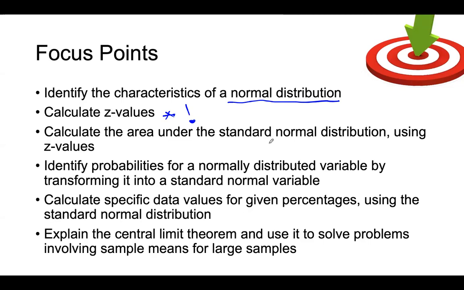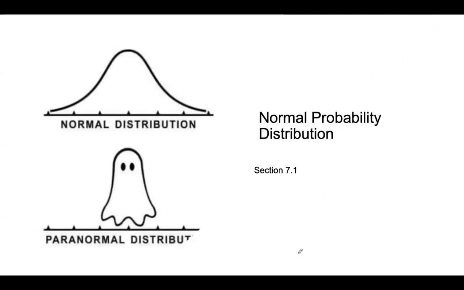Calculate the area under the standard normal distribution using Z tables. Identify properties for a normally distributed variable by transforming it into a standard normal variable. Calculate specific data values for given percentages using the standard normal distribution. And then explain the central limit theorem and use it to solve problems involving sample means for large samples. So we're going to be essentially talking about normal probability distributions.